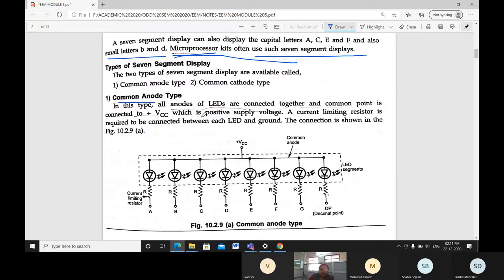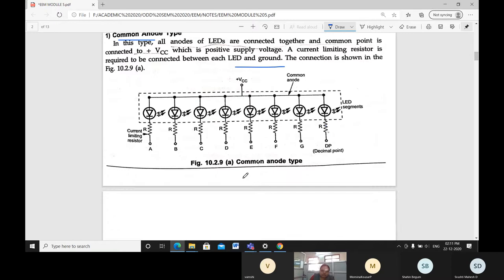Then there is the positive supply voltage, and the current limiting resistors, that is R. For all the diodes, this is the symbol of your LED segment, one diode with light emitting. For each of the LEDs, a resistor is connected. Those are called current limiting resistors in between the LED and the ground. This is a ground connection. The connection is shown in the figure.